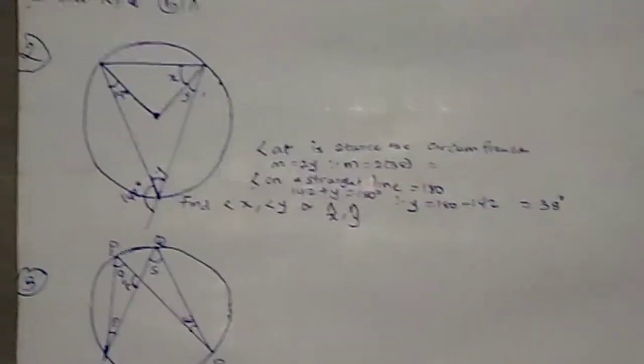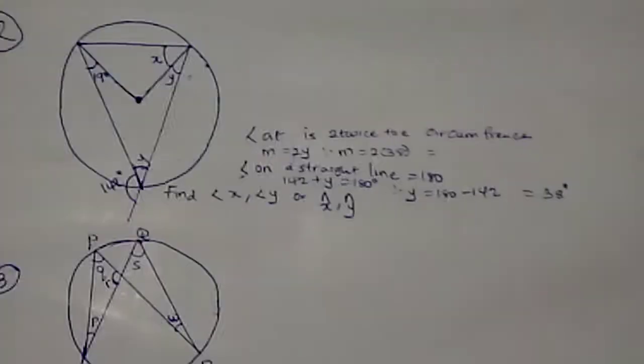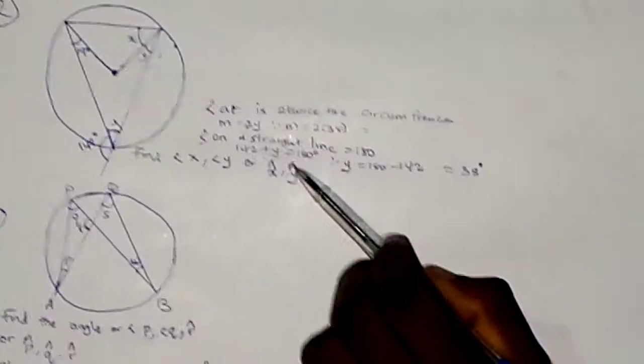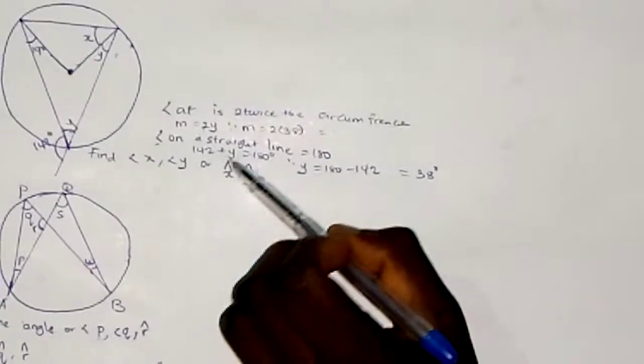180, according to the rules we've treated in the last class. So we will now say 142 plus y equals 180. The reason is that angles on a straight line equal 180. So when we add both together, we get 142 plus y equals 180. So we collect like terms in order to look for y.